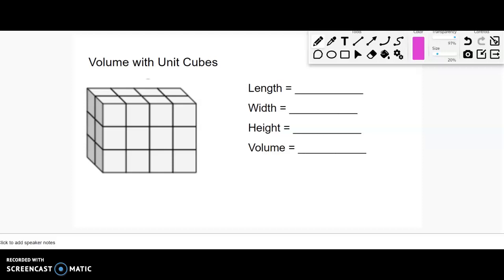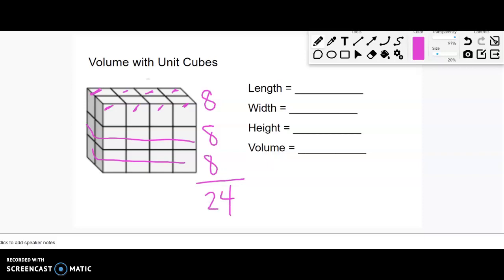For example, if I count and say, okay, look how many are in this layer. 1, 2, 3, 4, 5, 6, 7, 8 in this layer. And I know I have 3 layers. I can say 8, 8, and 8 is going to give me 24.